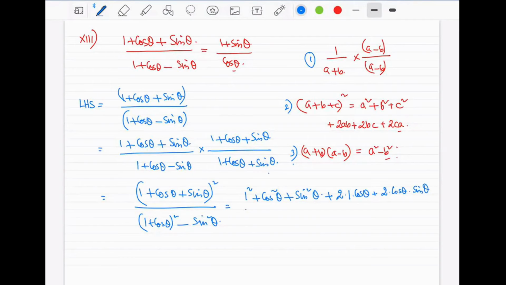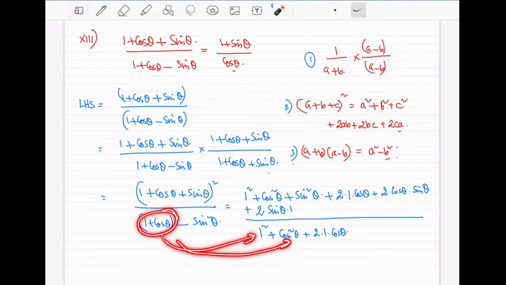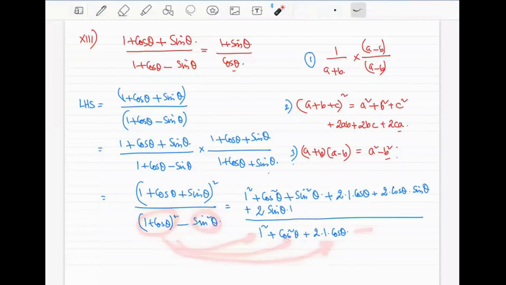I'm continuing below, all right? And twice CA, it will be how much? Twice. C is sine theta and A is 1. Divided by, and you expand this portion also, A plus B whole square, we will have A square plus B square plus twice AB. Get it? This part is expanded as A square plus B square plus twice AB minus, instead of the sine square theta, we will keep the sine square theta exactly the same.